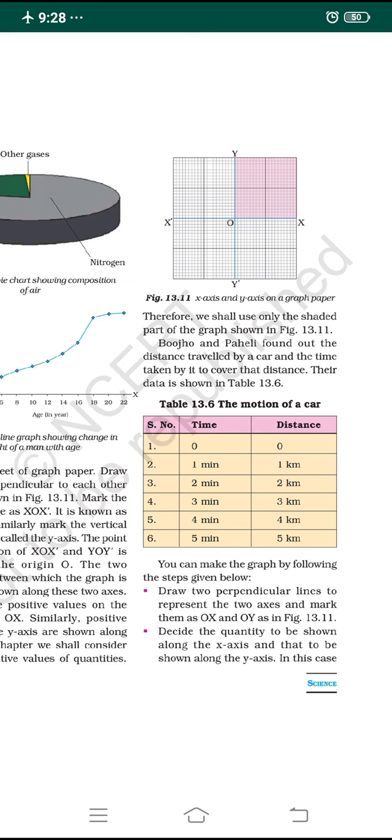Look at table 13.6, the motion of a car. What are the two quantities? One is the time taken for the vehicle to cover the distance, and another is the distance traveled. Along OX you can take the distance traveled and along OY the time, or else along OX the time taken and along OY the distance traveled. One quantity goes along OX, the x-axis, and the other along OY, the y-axis.